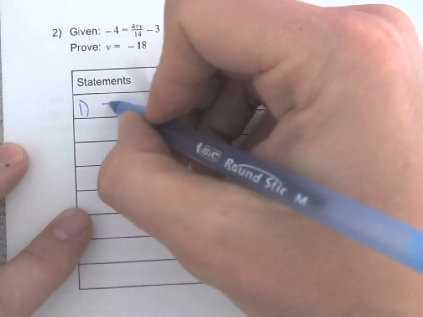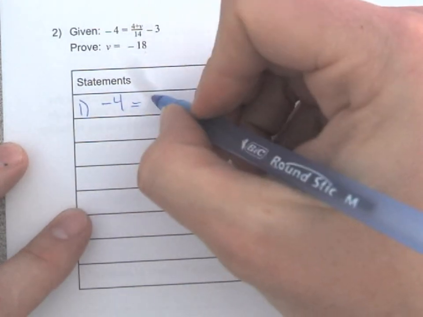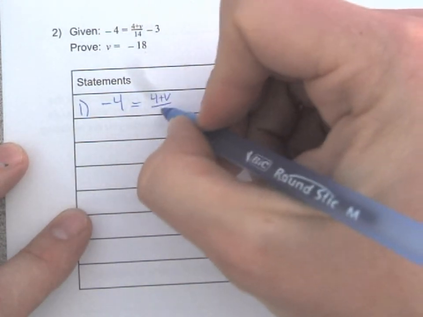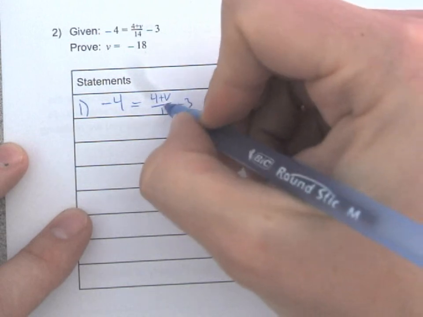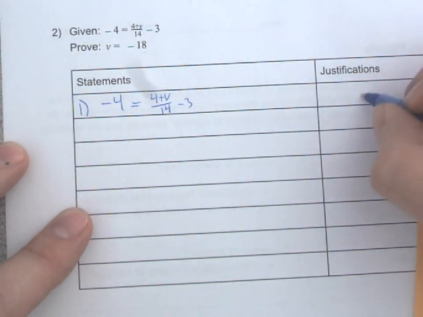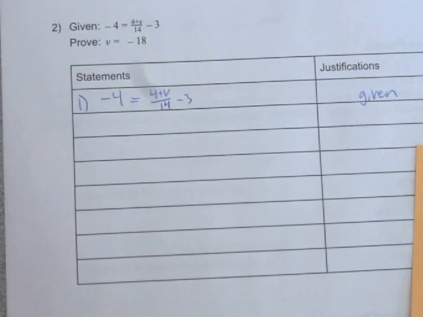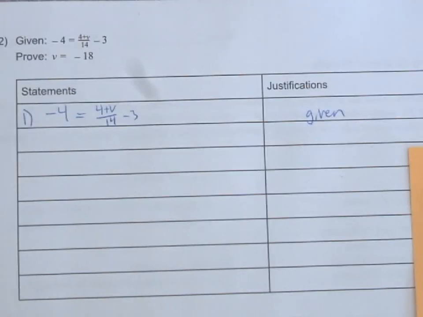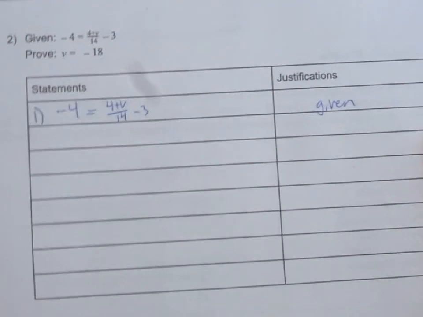Remember that the first statement is always the given statement, and the justification for that statement is just given. Sometimes you'll be proving a theorem, and it will say that theorem, and then you'll have to prove it, something like that. All right.